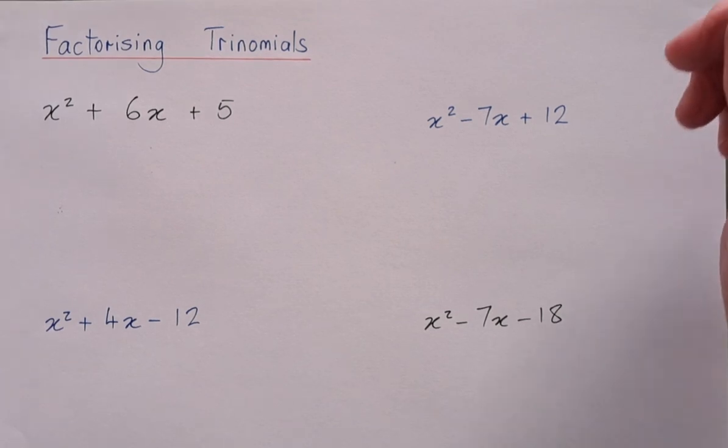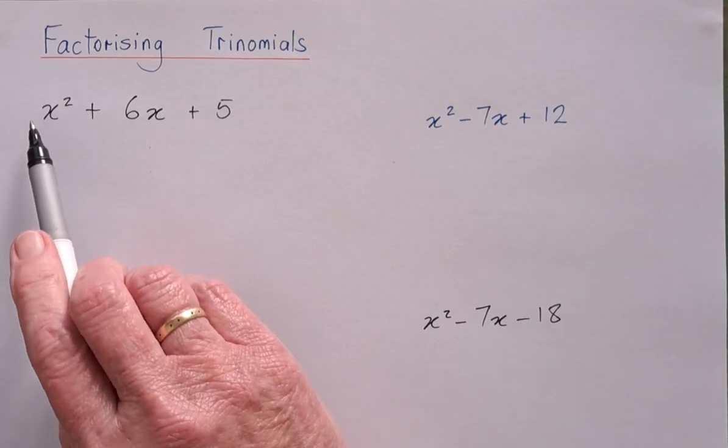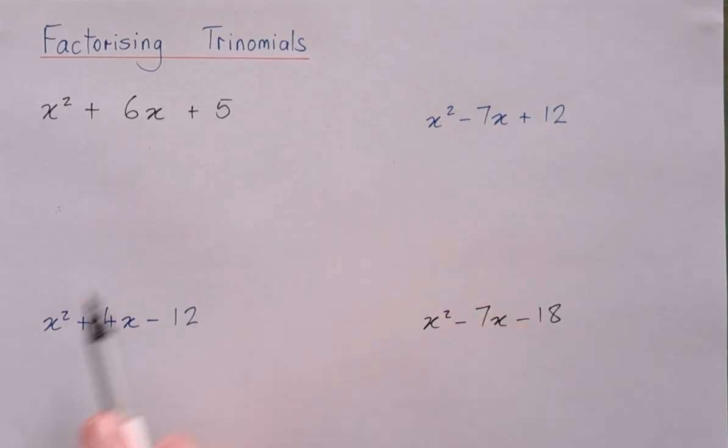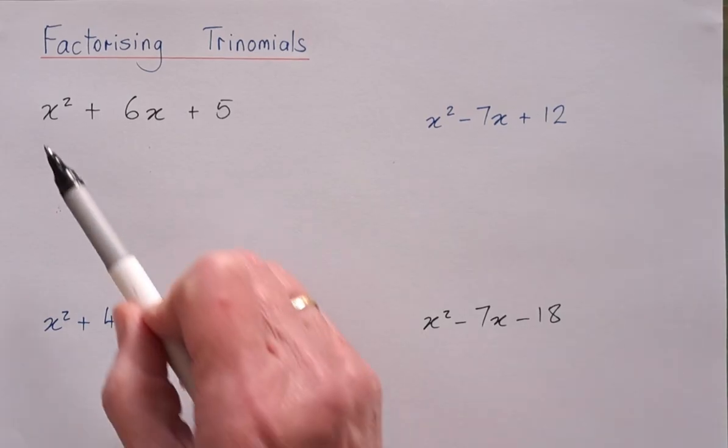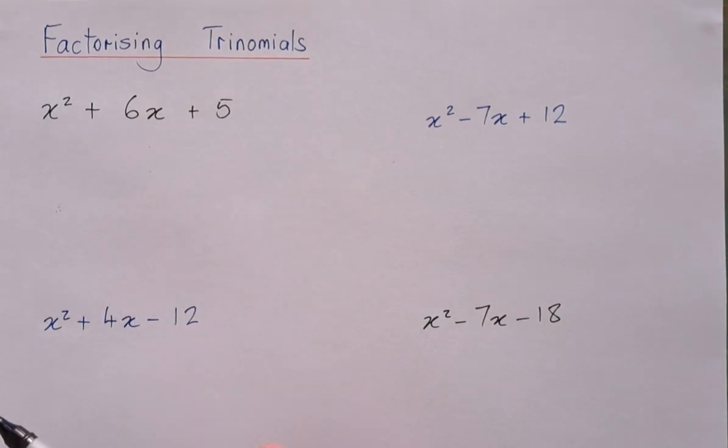In this fifth video on factorization, we're going to have a look at factorizing trinomials. And the trinomials we're going to start off with are fairly simple because, as you'll notice, none of the x squared terms have a coefficient greater than 1. Remember, if there's no number in front of a variable, it's an imaginary 1.